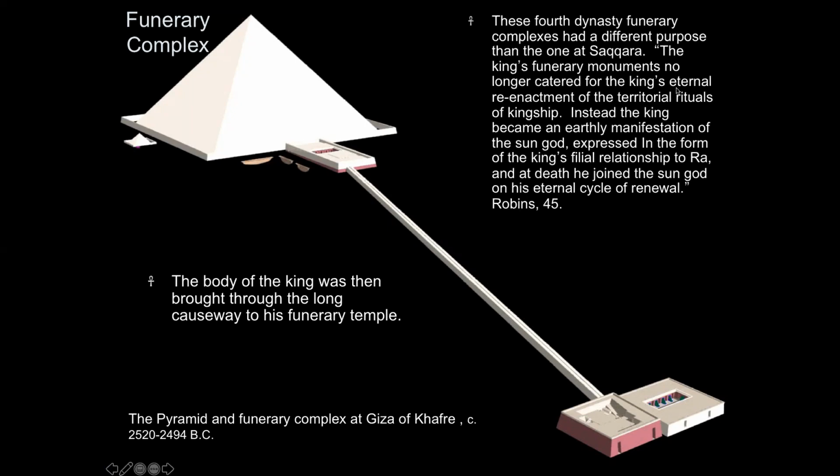So the fourth dynasty funerary complexes had a different purpose than the one at Saqqara. The king's funerary monuments no longer catered for the king's eternal reenactment of the territorial rituals of kingship. So that the king became an earthly manifestation of the sun god, expressed in the form of the king's filial relationship to Ra. Filial means like brotherly. And at death, he joined the sun god in his eternal cycle of renewal. So much more interesting than what the complex at Djoser was trying to accomplish, which was just to do things as they had done in life. Instead, they truly become part of the gods, and they cycle between the underworld gods and the gods of the heavens.